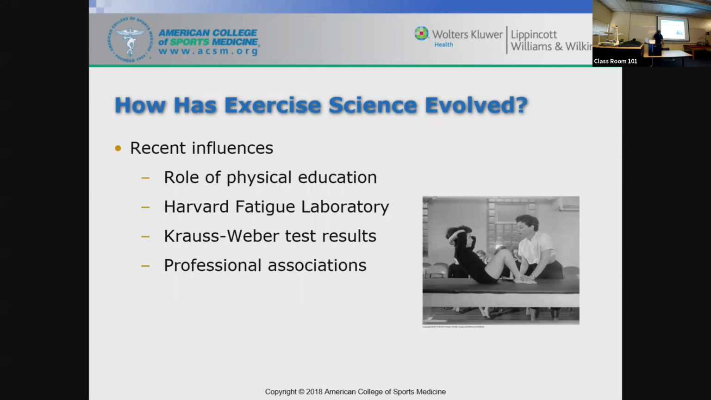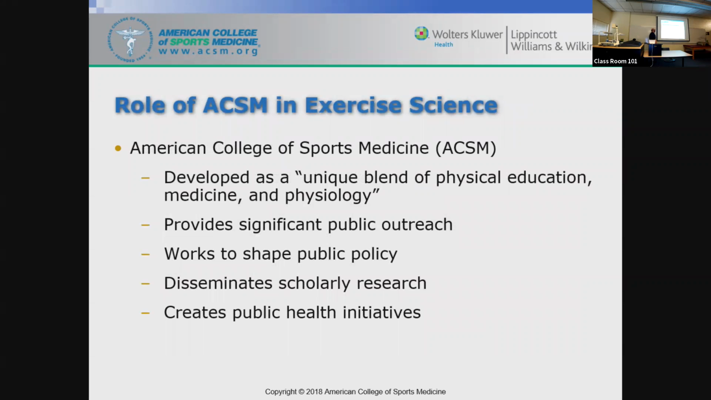And then professional organizations and associations were developed, one of the big ones being the American College of Sports Medicine. The reason it was created was to give a good blend of physical education, medicine, as well as human physiology. It also provides significant public outreach and work to push public policies and create public health initiatives. But the big one for most organizations is to disseminate scholarly research, so get out the new information that is being developed and studied within the field.